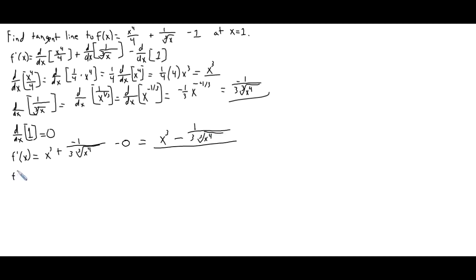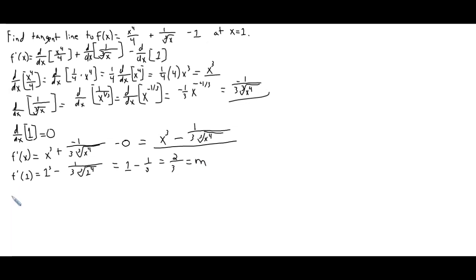That formula will give us the slope of the tangent line at any x, and we want it at x equals 1. So let's plug 1 in, and we get f prime of 1 equals 1 cubed minus 1 over 3 times the cube root of 1 to the fourth, which 1 to the fourth is just 1, cube root of 1 is 1, 3 times 1 is 3. So this equals 1 minus 1/3, which is 2/3, which is our m for the point slope formula.